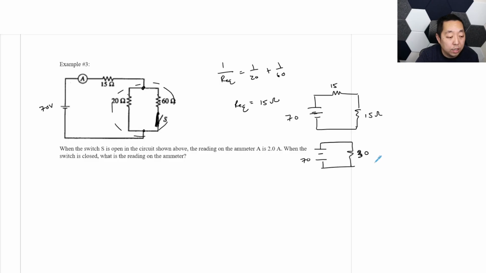And so what's the current? It's going to be the voltage across the resistor divided by the resistance. So that's 70 over 30, or 70 divided by 30, is 2.3 amps. Okay?